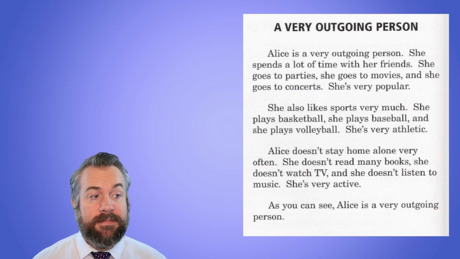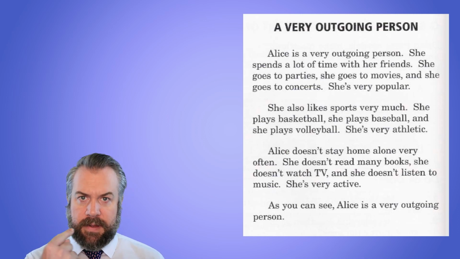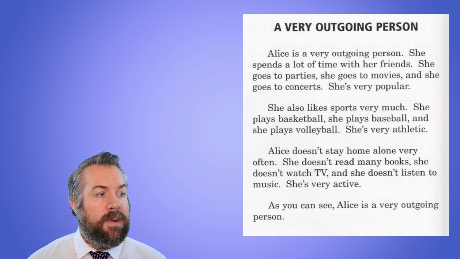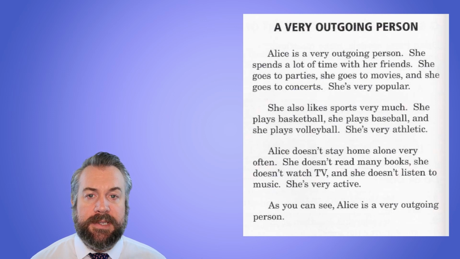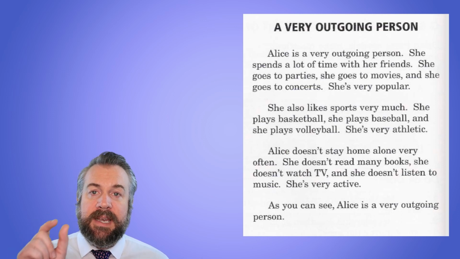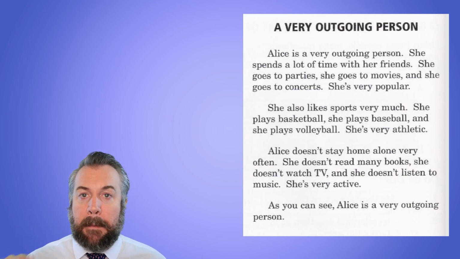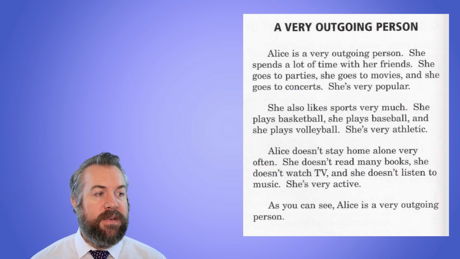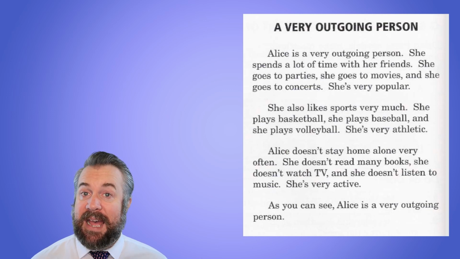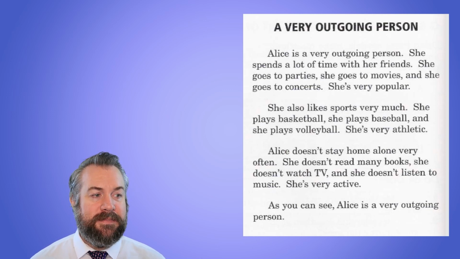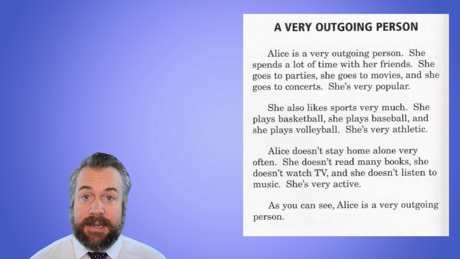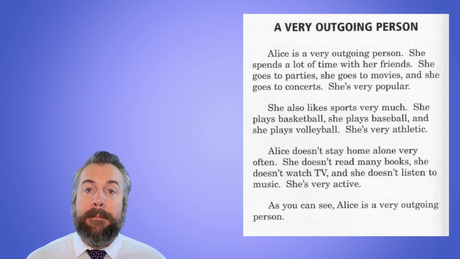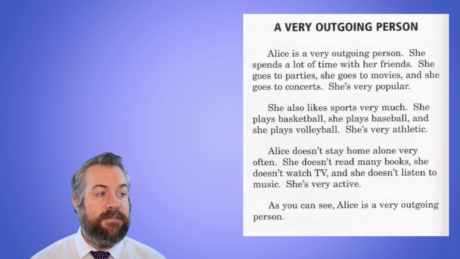So that's Alice. How would we talk if we are Alice? Like if I'm Alice, what would I say? I would have to change all the subject words to I. So she becomes I, and for the verbs, take away the S. For example, Alice is a very outgoing person. I am a very outgoing person. I spend a lot of time with my friends.